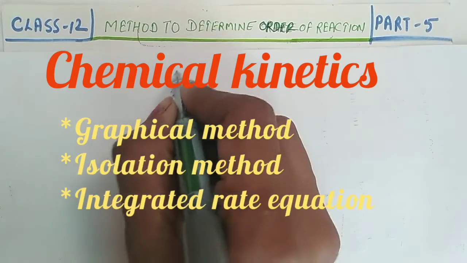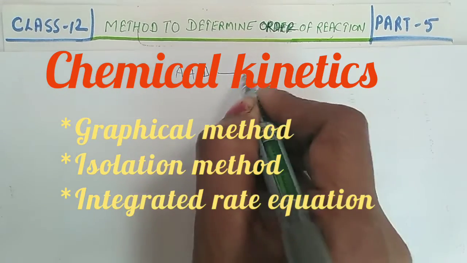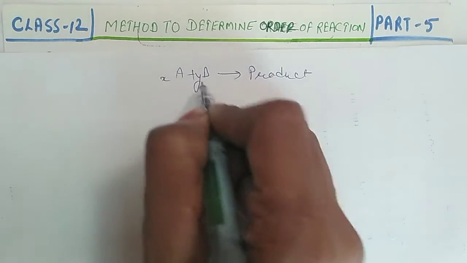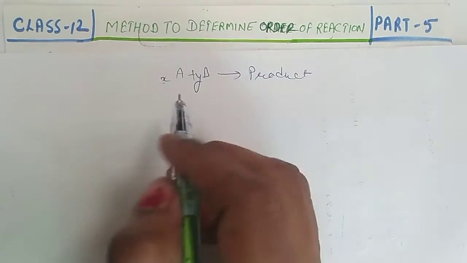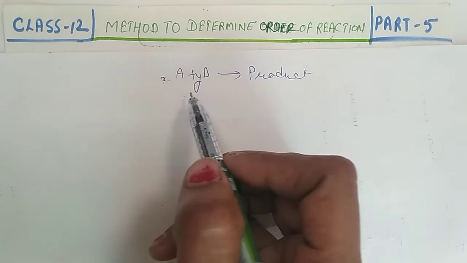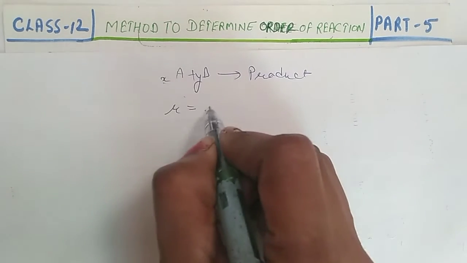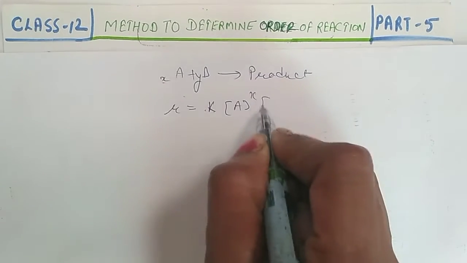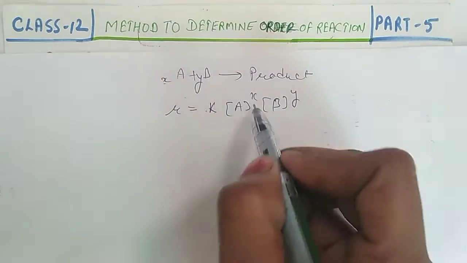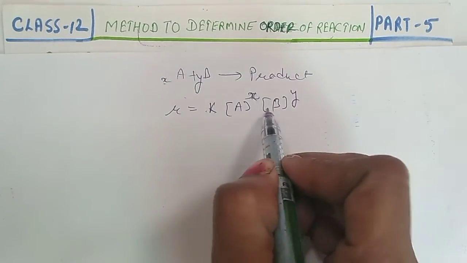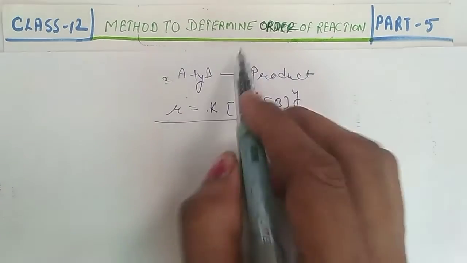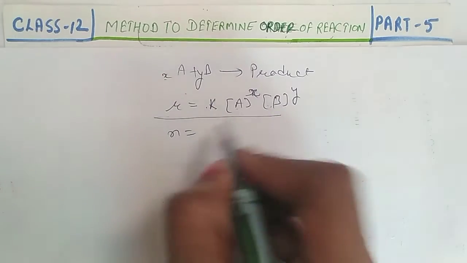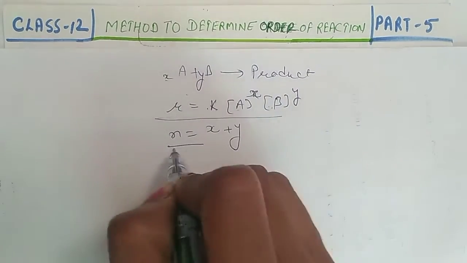Order of reaction means, if any reaction xA plus yB gives product is taking place, where x and y are the number of moles of A and B, and the kinetics of the reaction is studied and the rate law is expressed as R equals K [A]^x [B]^y, then the sum of the powers of the concentration of reactants in the rate law is known as the order of reaction. So we can say the order of this reaction is equal to x plus y.